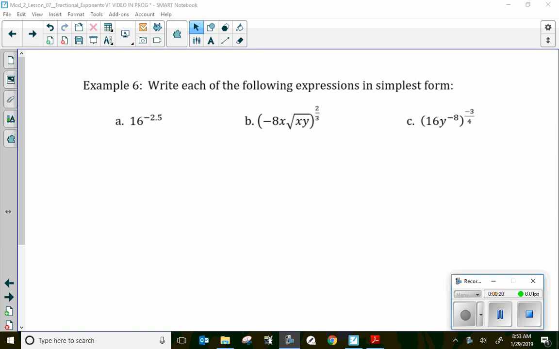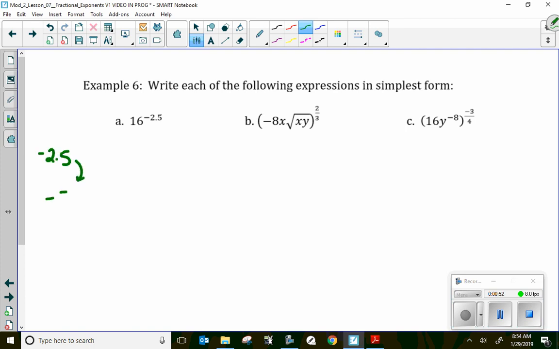right. Okay, so Example 6, write each of the following expressions in simplest form. Let's start with A. We have 16 to the negative 2.5. The first thing I'm going to do, yes, I know you have a calculator. You can put it in a calculator, that's fine and dandy. But the first thing I'm going to do is change that decimal to a fraction because I am very comfortable working with rational exponents, or exponents that are fractions. So negative 2.5, that's the same thing as saying negative 5 halves. So I got 16 to the negative 5 halves.